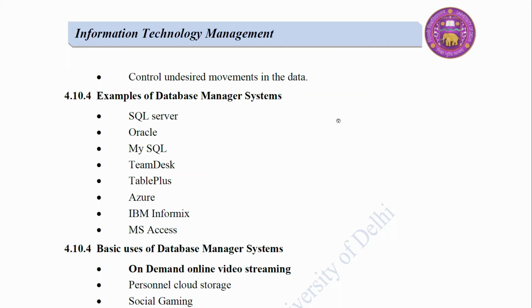4.10.4 Examples of database manager systems. First point, SQL Server. Next, Oracle. Next, MySQL. Next, TeamDesk. Next, TablePlus. Next, Azure. Next, IBM Informix. Next and last is MS Access.